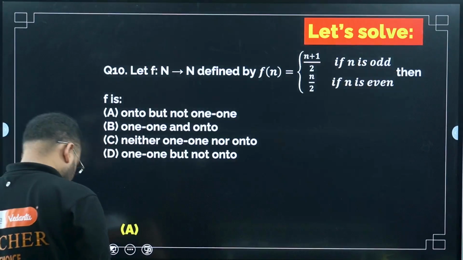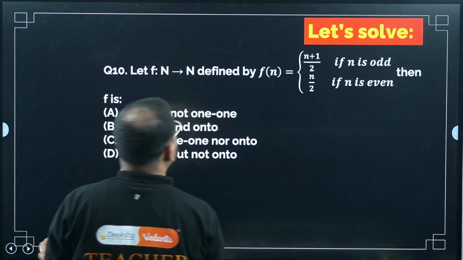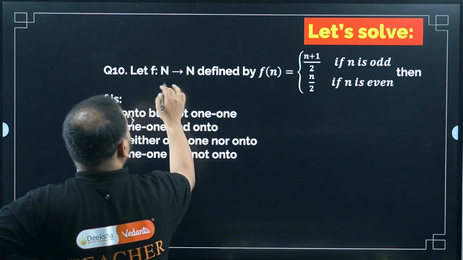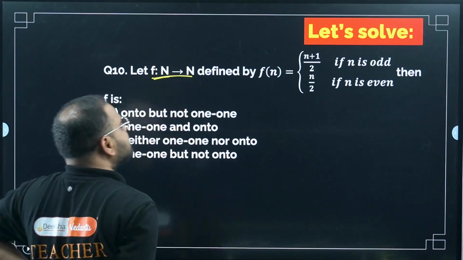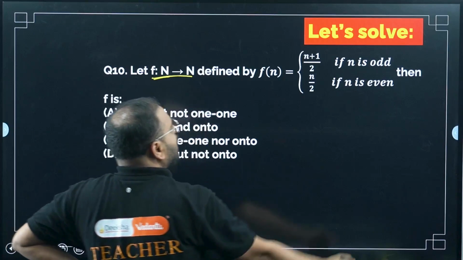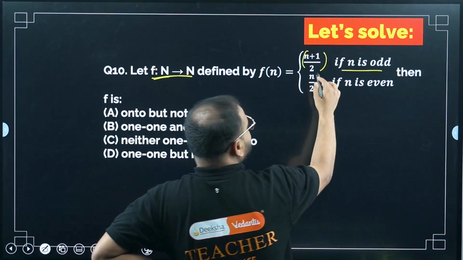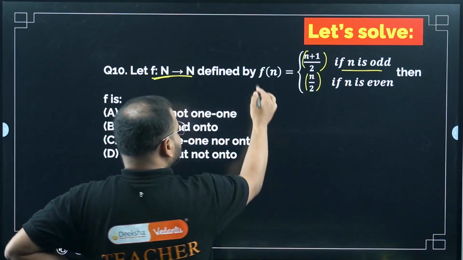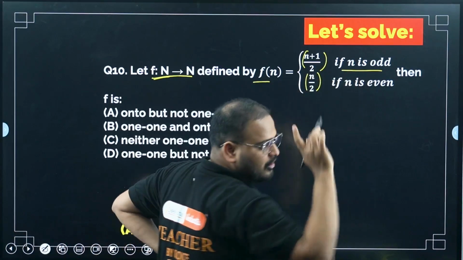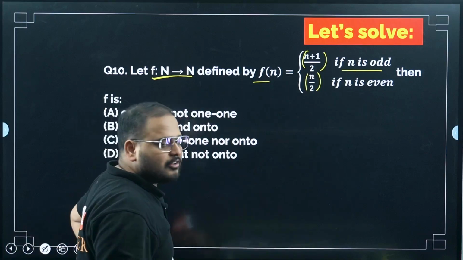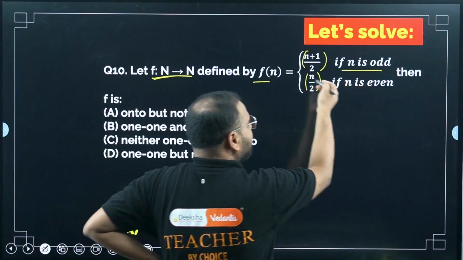Moving on. Now look at this question. This is f on natural numbers. The function f is defined on natural numbers. When n is odd, it is (n plus 1) by 2. When n is even, it is n by 2. So the function is defined such that for an odd natural number it is (n plus 1) by 2, and for an even natural number it is n by 2.